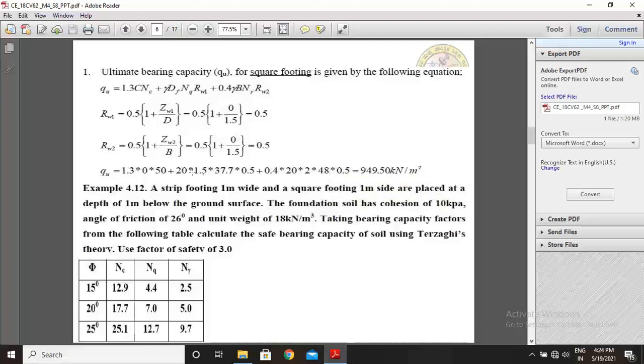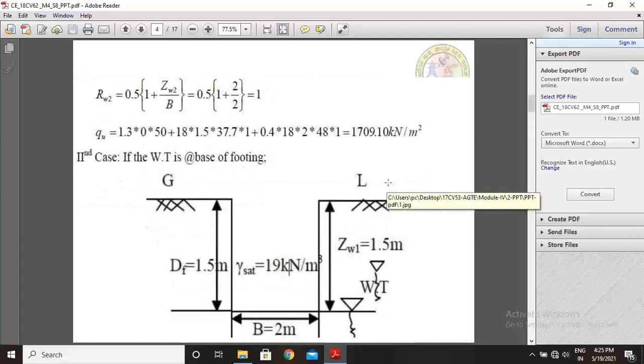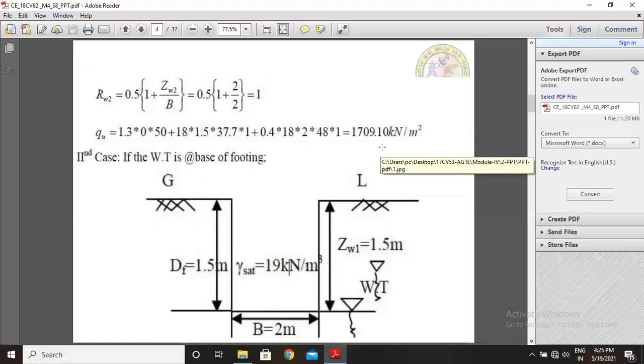So after solving these values, the answer we are getting is 949.50 kilonewton per meter square. So this is the ultimate bearing capacity of this third case. So now you see what is the difference between these three conditions. If the water table is at the ground surface, 949.5 kilonewton per meter square. If the water table is at the base of the footings, 1401 kilonewton per meter square. If the water table is at great depth, 1709.